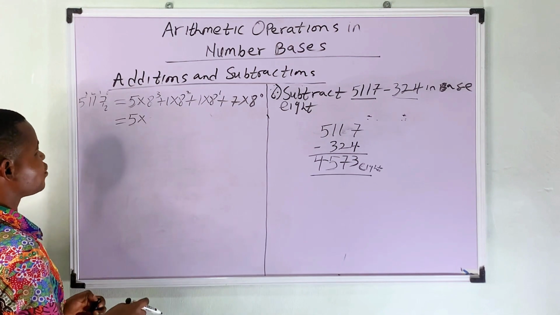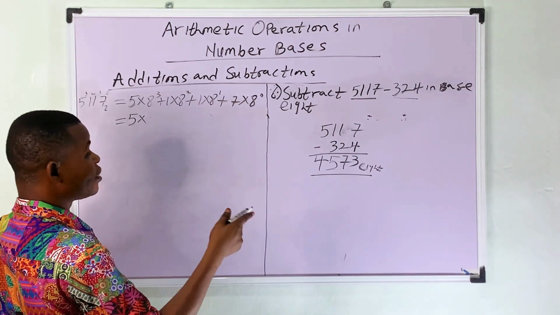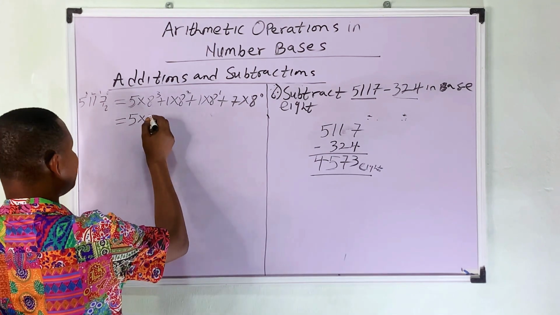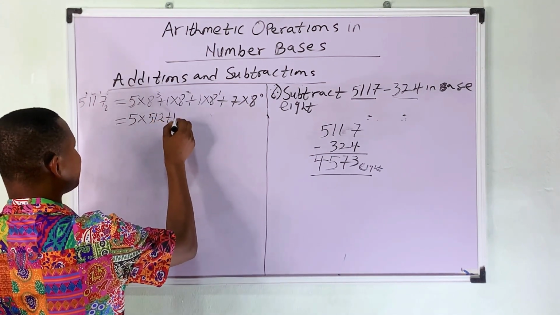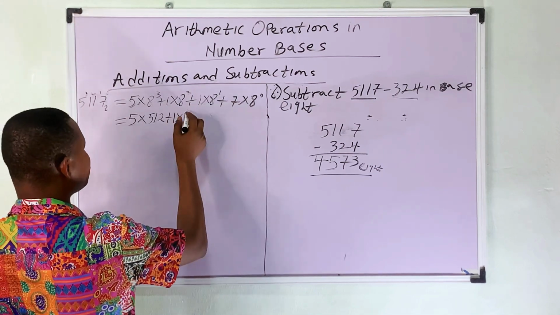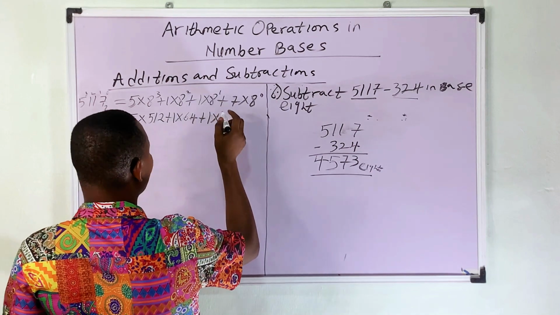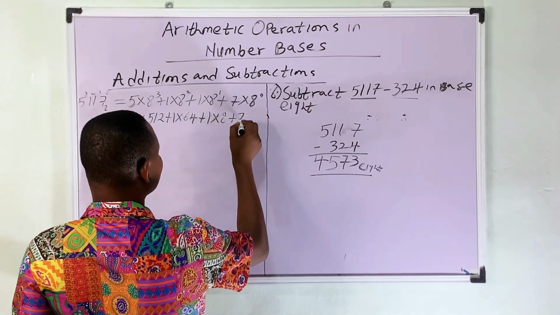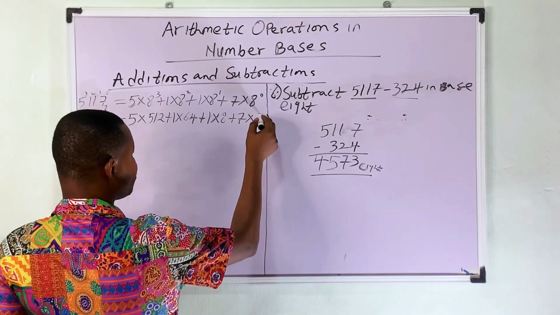5 times 8 raised to power of 3. That is 8 times 8 will give us 64. 64 times 8 will give us 512. Plus 1 times 8 raised to power 2 will give us 64. Then plus 1 times 8 raised to power 1 will give us 8, plus 7 times 8 raised to power of 0 will give us 1.